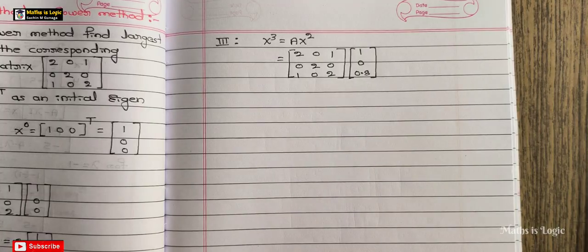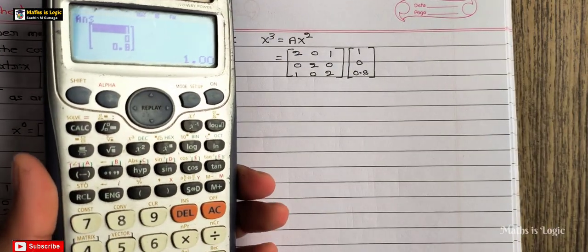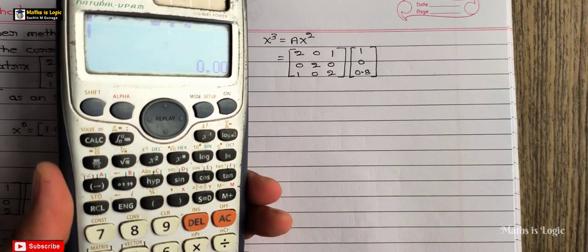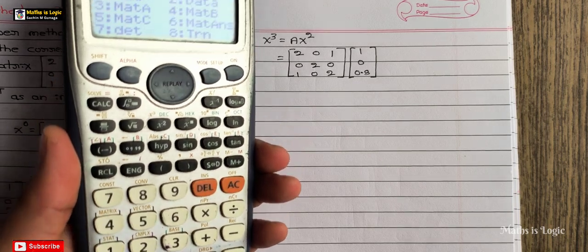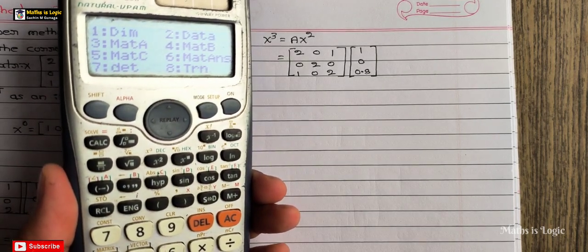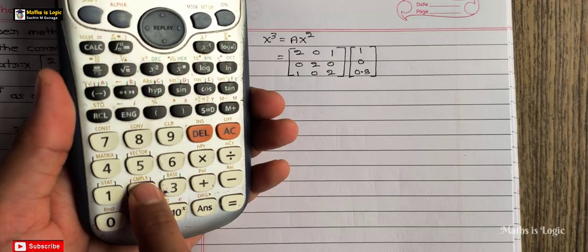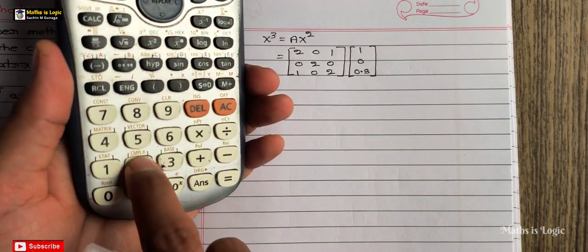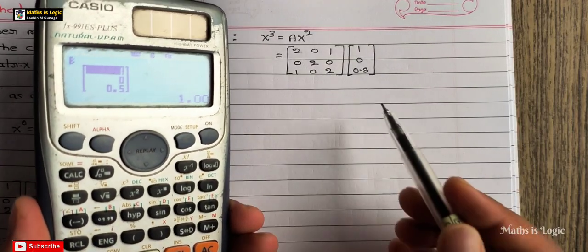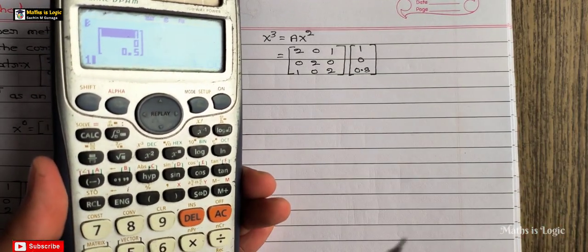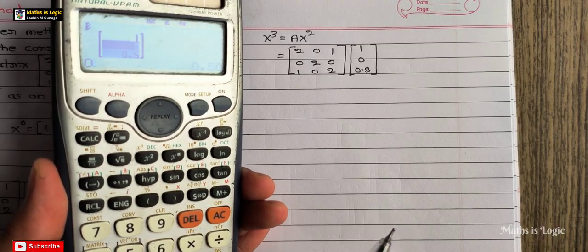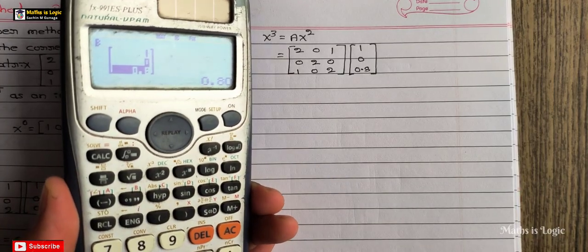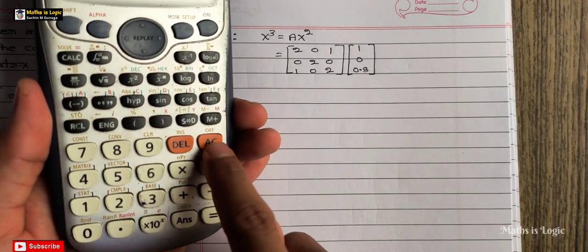So we need to add the second matrix. For that, first press AC. Next, press shift, then matrix 4, then data, that is 2, press 2. Next matrix B, press 2 again, press 2. Now add the second matrix numbers: 1 is equals to, 0 is equals to, 0.8, press is equals to. After adding the second matrix, again press AC.